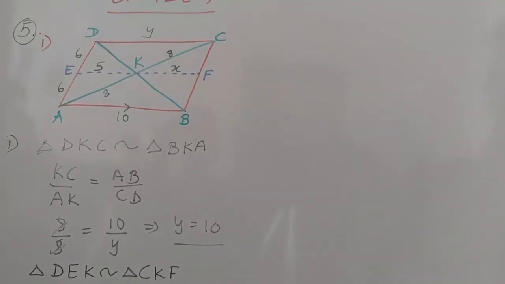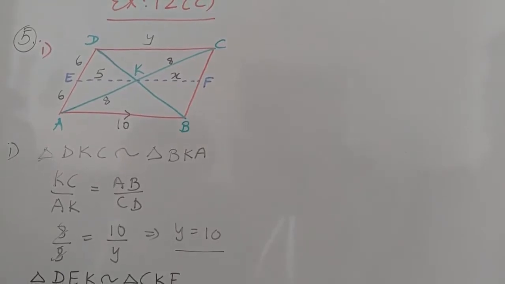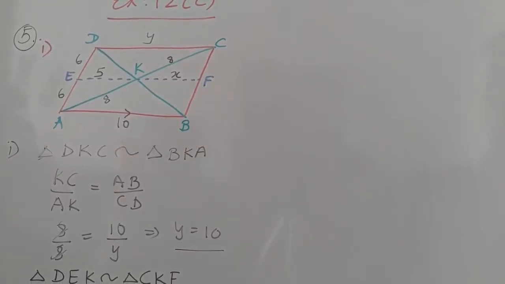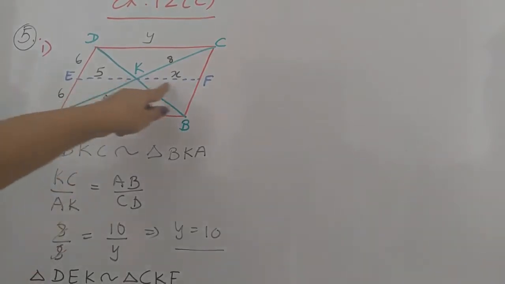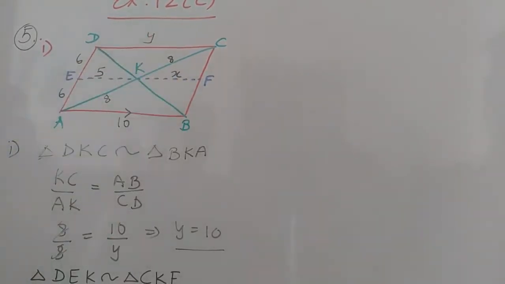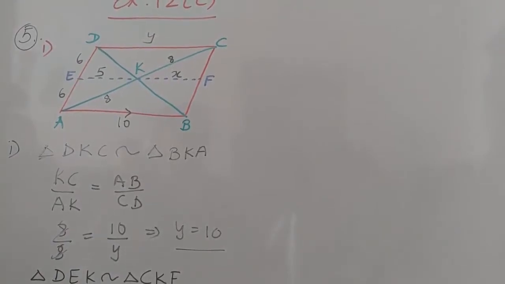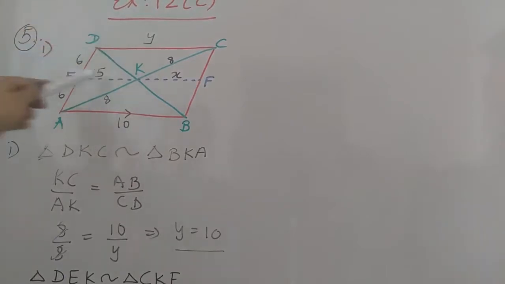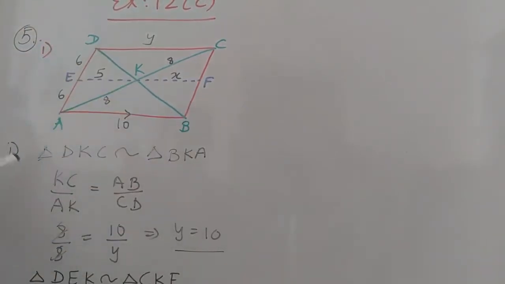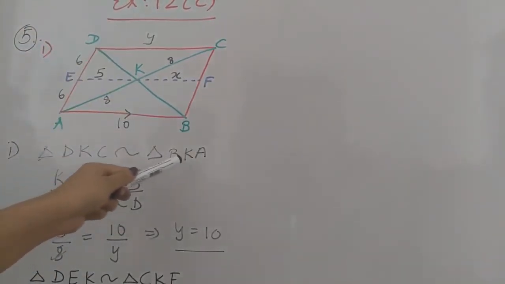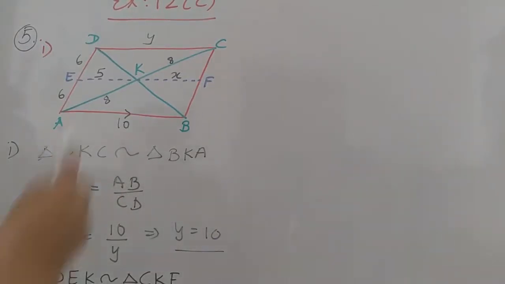Exercise 12C, question number 5. First, you can see the figure. From the figure, we have to find the marked lengths. Here, we want to find the x and y values. Actually, the figure given is a parallelogram. You can see this is parallel to this, parallel to this. So first of all, I have taken DKC similar to BKA. DKC means this triangle and BKA means this triangle. How are they similar?